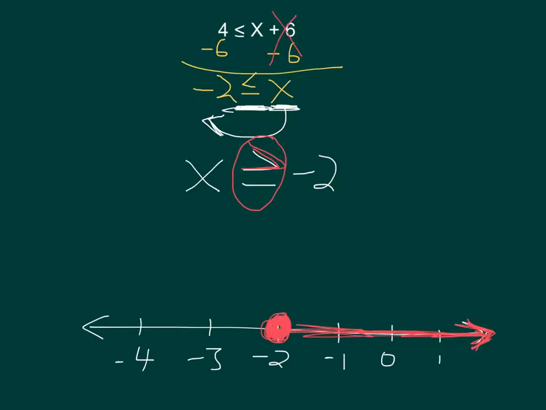So now I've graphed a two-step inequality. 4 is less than or equal to x plus 6, which turns out to be the same as x is greater than or equal to negative 2.